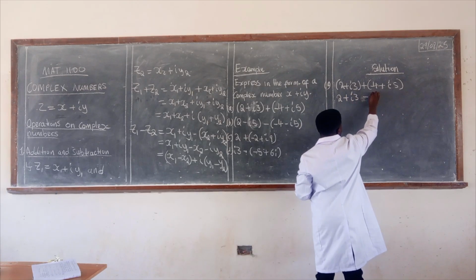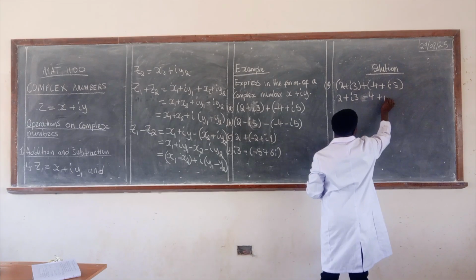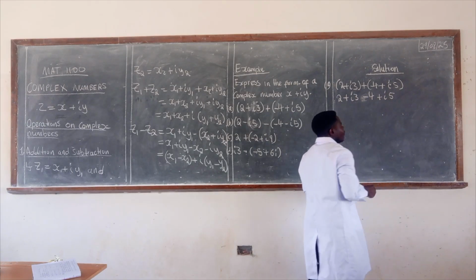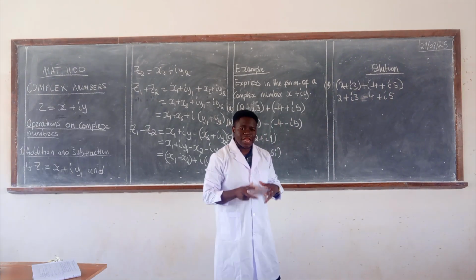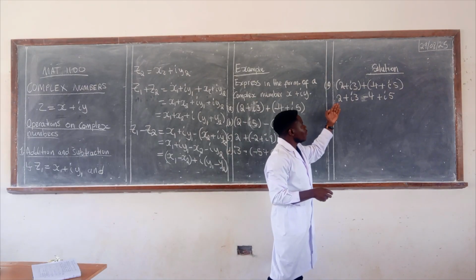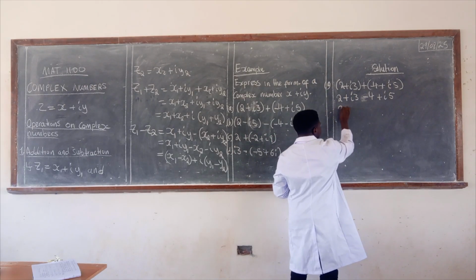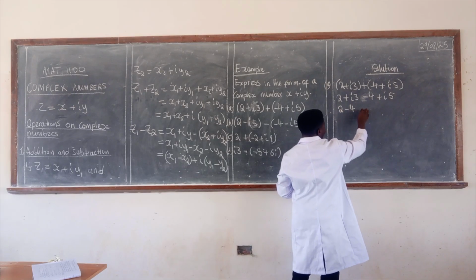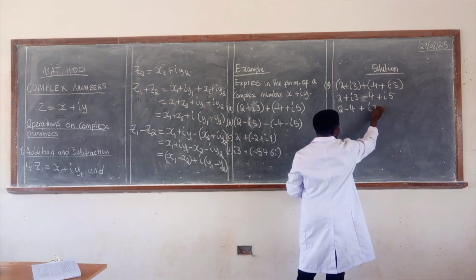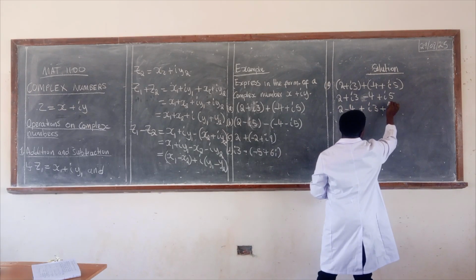So this is going to be negative 4 plus i5. Okay, from there, we're now going to group the like terms. So we're going to group the real parts and the imaginary parts. So here we have 2 minus 4 plus i3 plus i5.